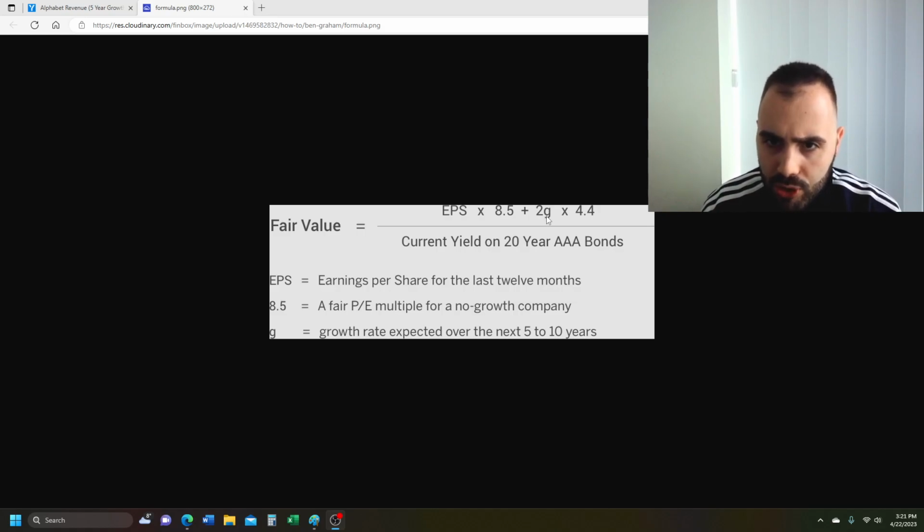So 2 times G in this case would be 10, times 4.4 divided by the yield on the AAA bonds, basically. The reason why you're doing this is because you're adjusting it for current interest rates.